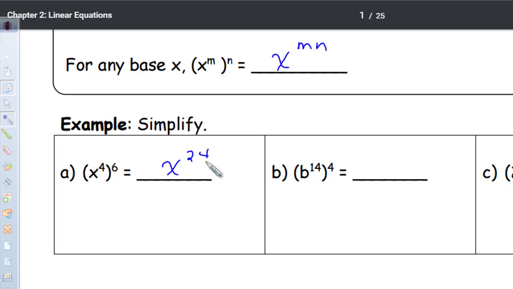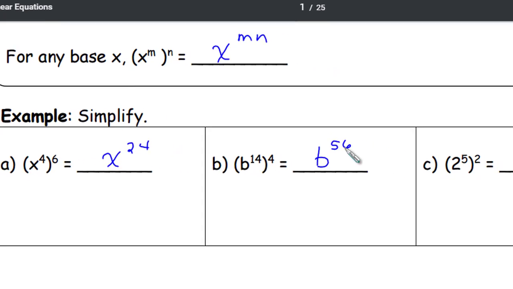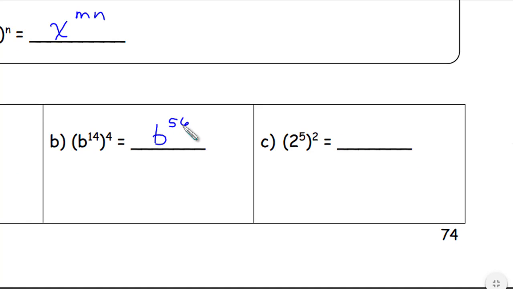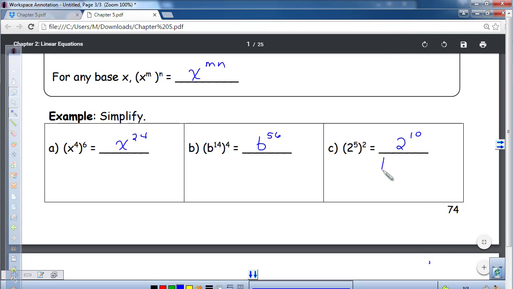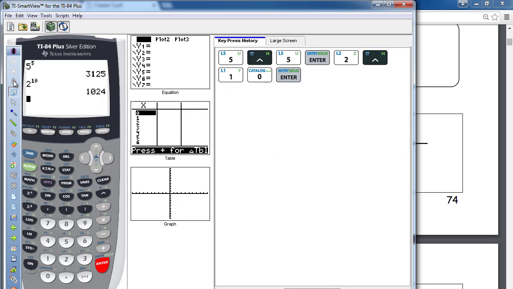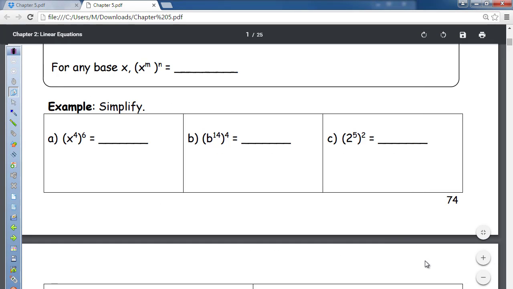Okay, b to the 14th raised to the 4th. Okay, b to the 56. All right, and then we got 2 to the 5th raised to the 2nd is what? 2 to the 10th. And 2 to the 10th is, okay, very good, 1024. Questions about this power rule?